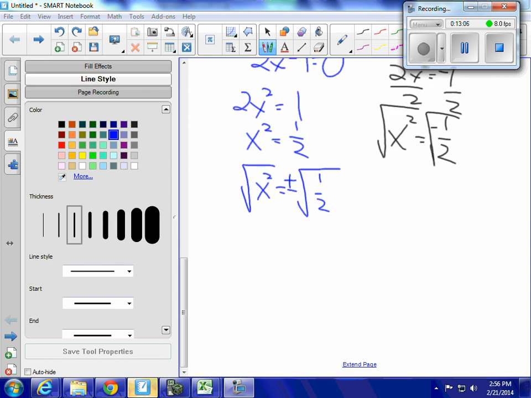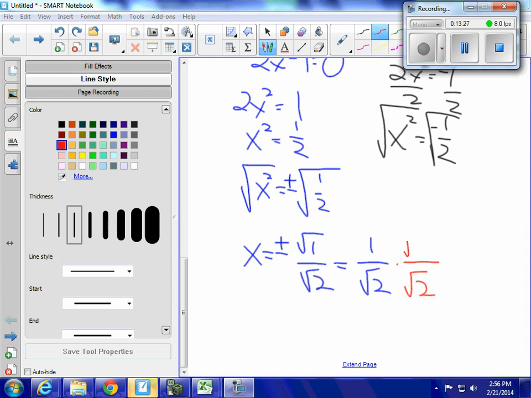But I have to rationalize that. So I get x is equal to plus or minus the square root of 1 over the square root of 2, which equals 1 over the square root of 2. And I'm not allowed to have any radical signs in my denominator. So I'm going to multiply my denominator by radical 2 and my numerator by radical 2. And I get the answer plus or minus radical 2 over 2. So I have now found my other two zeros.